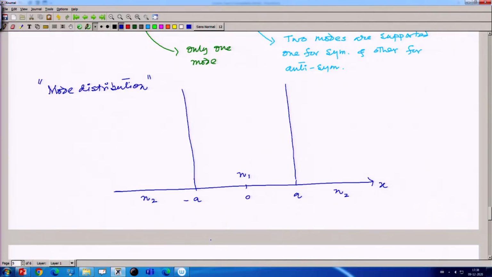Now, if I draw the modes, the fundamental mode will be something like this. I have an exponential decay here and I have a maxima here. So, this is my mode number 1. According to the notation, we call it m equal to 0, the 0th mode or fundamental mode.